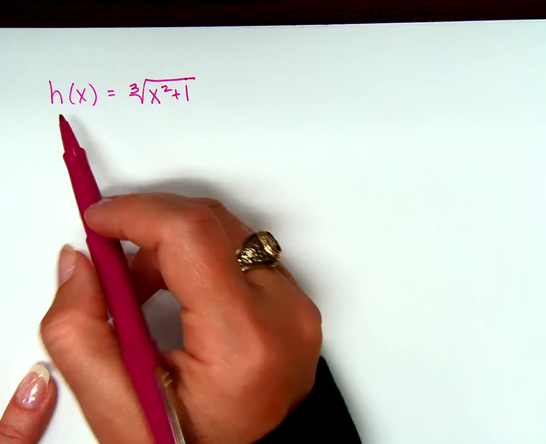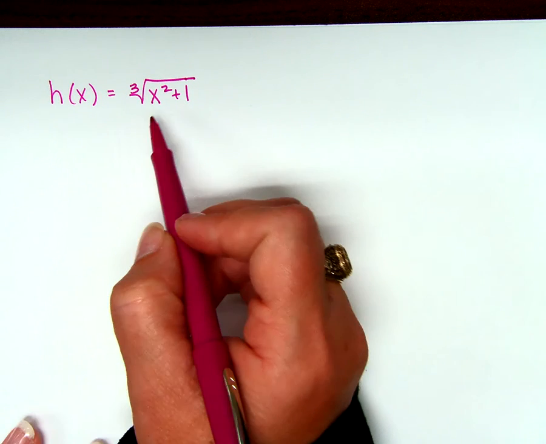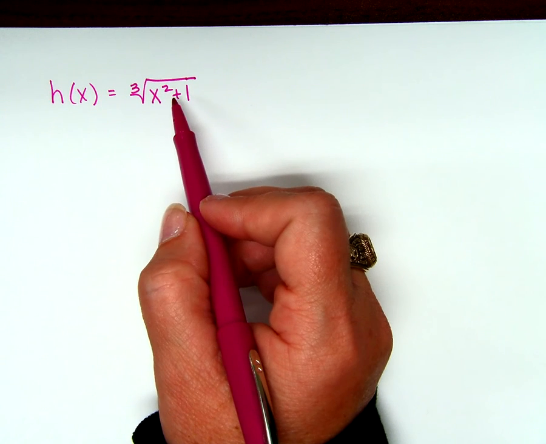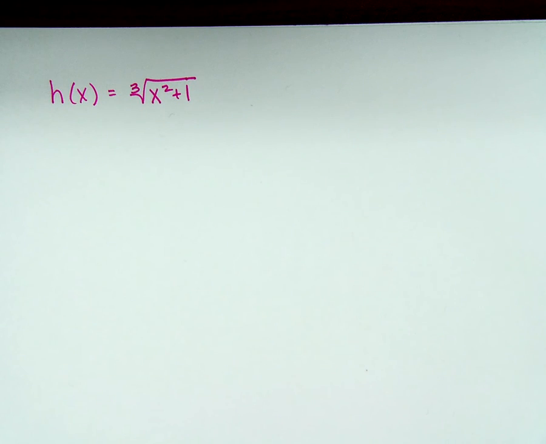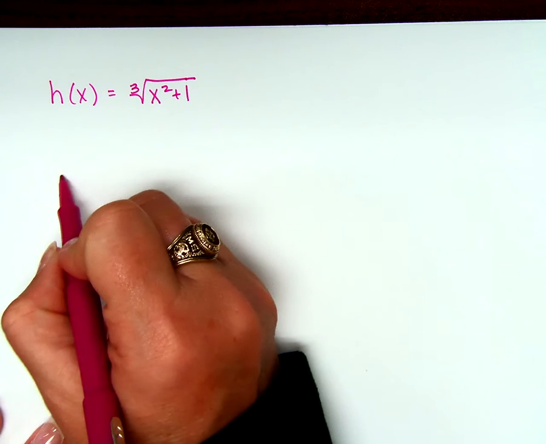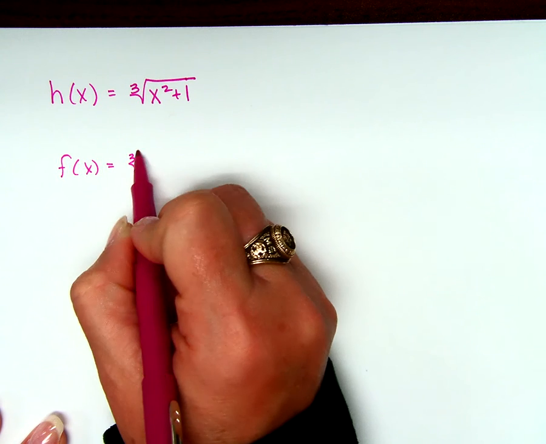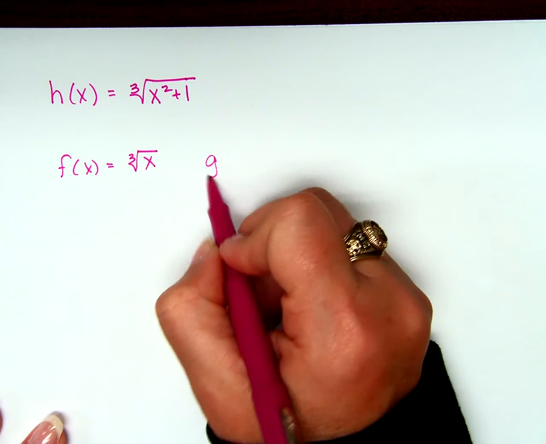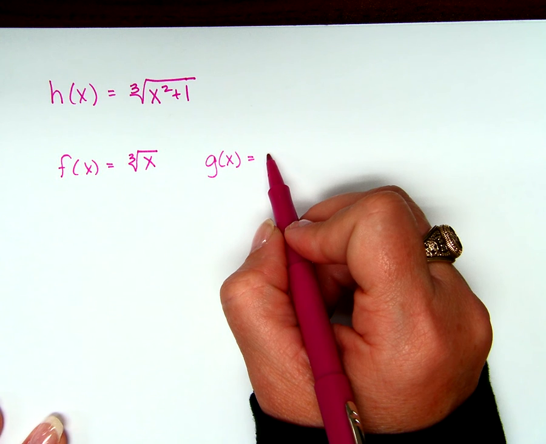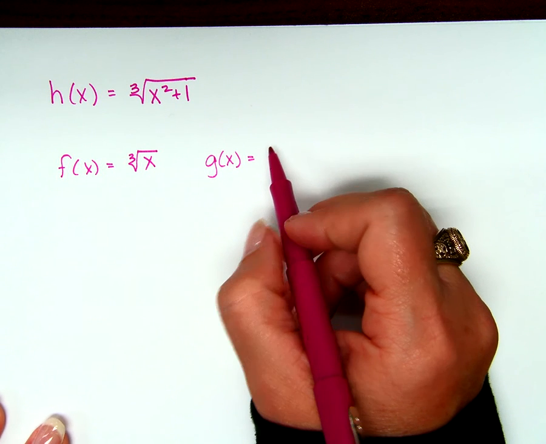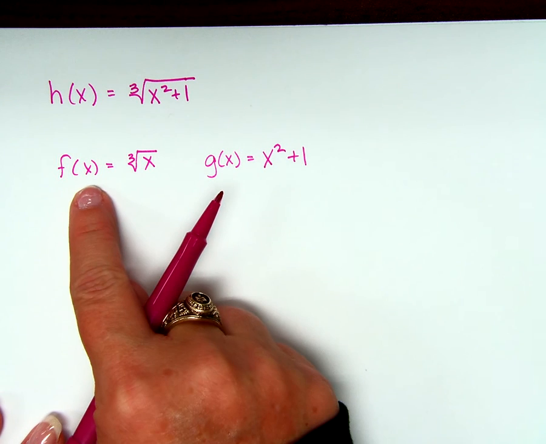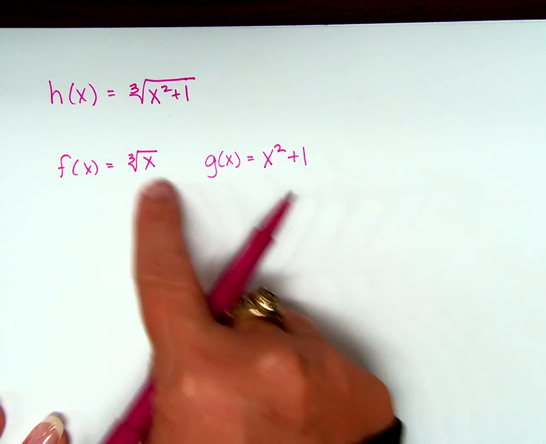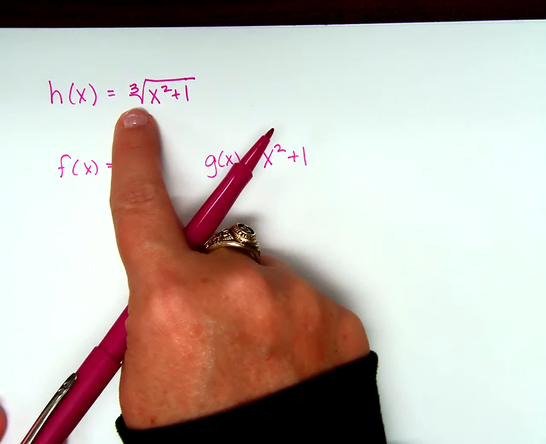Well, let's think about h. h takes x squared plus 1 and takes the cube root of it, right? So we could write h as a composition of functions where we're taking the cube root of x squared plus 1, which means I would take f of x and make that a cube root. What would g of x be then? What am I taking the cube root of? x squared plus 1. So if I did the composition of functions f of g of x, I would put g inside where x is, and I would get h.